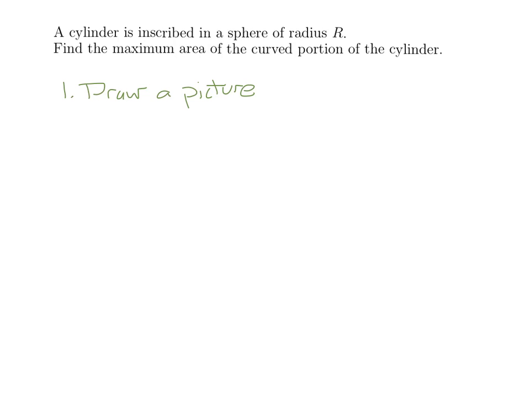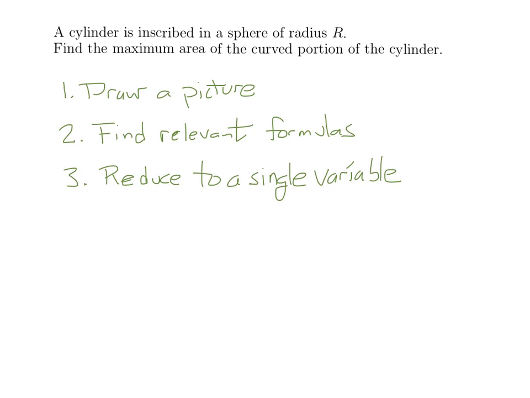The outline of what we're going to do is exactly the same as it would be for almost every max-min problem. First off, we do something to understand the problem. In this case, since it involves shapes, we're going to draw a picture. We then want to locate relevant formulas for our problem. Inevitably, those formulas will involve more than one variable, and we want to reduce it down to a single variable.